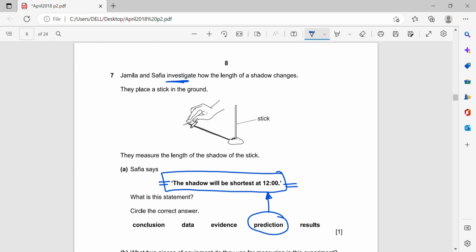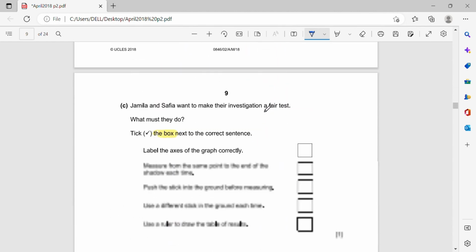Okay. What could they do to make a fair test? Number 1. Label the axis of the graph correctly. Measure from the same point to the end of the shadow each time. Or push the stick into the ground before measuring. Or use a different stick in the ground each time. Or use a ruler to draw the table of results. Let's look at what choices we have.